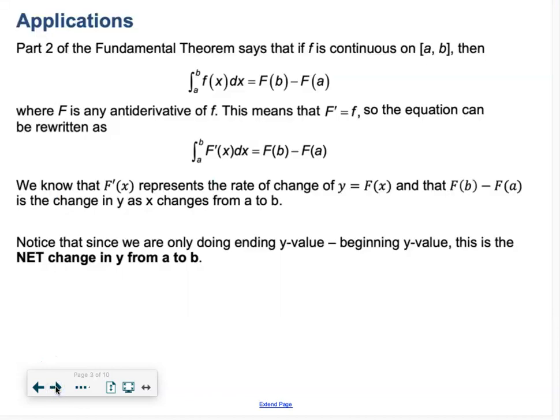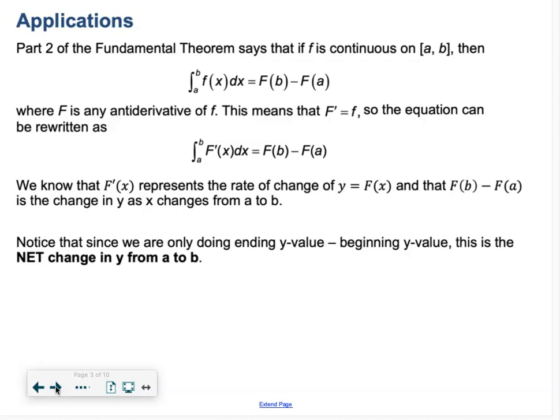All right, don't write this down. Just think for a minute. Part 2 of the FTC is talking about a definite integral, how we find a definite integral. So the integral from a to b of f of x dx is big F of b minus big F of a, where big F is the antiderivative, right? Okay, so this is what we learned yesterday.